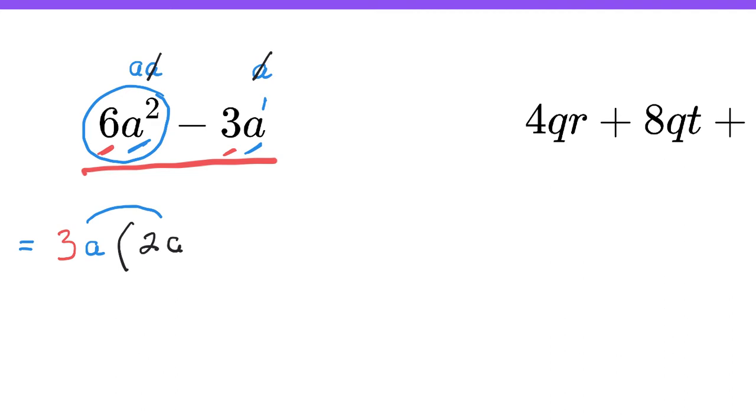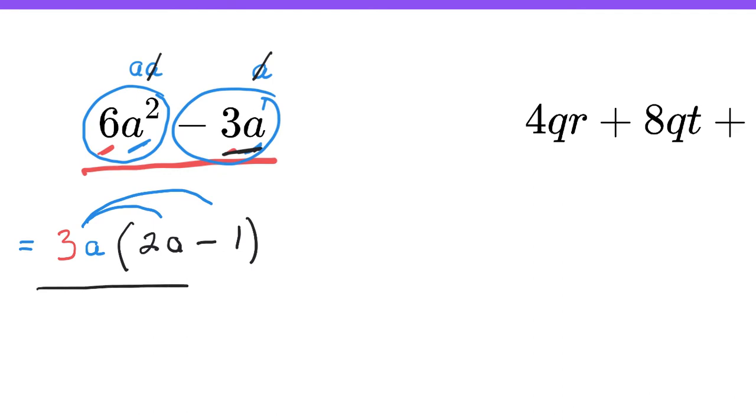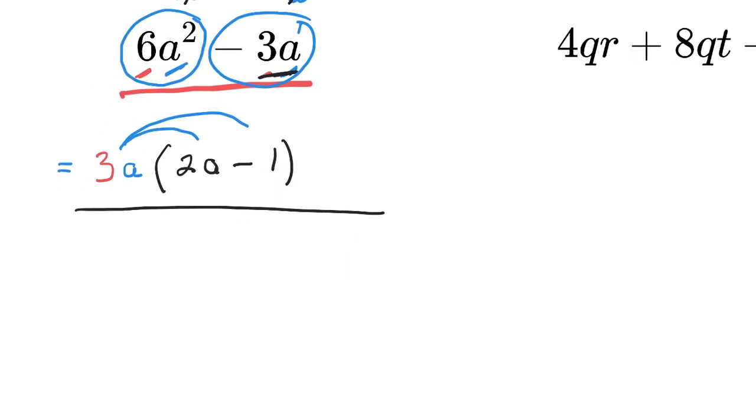And that means when we divide 3a by itself, we will get negative 1. And again, when we expand 3a times negative 1, we get right back to the beginning, negative 3a. I'm going to do that again. So we start with 6a squared minus 3a.